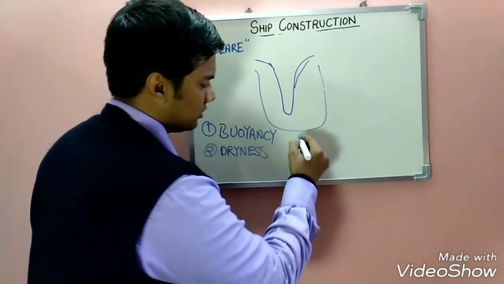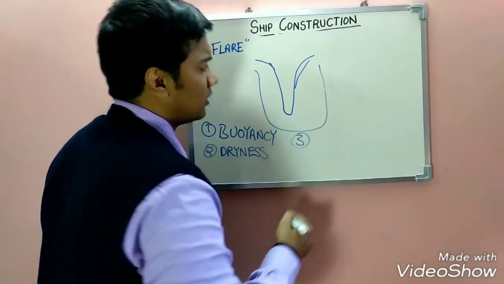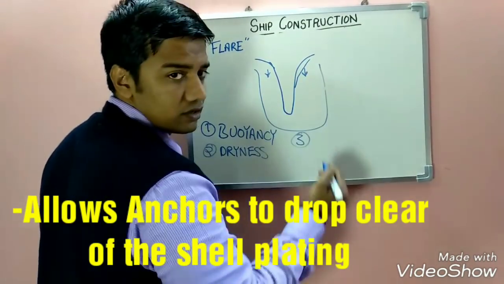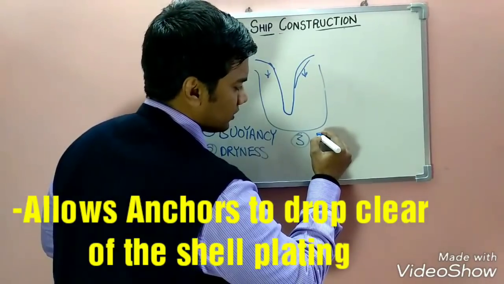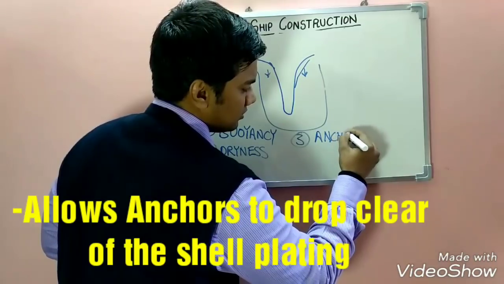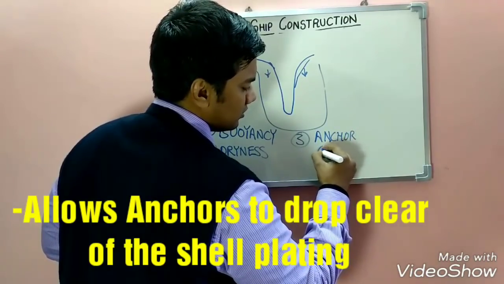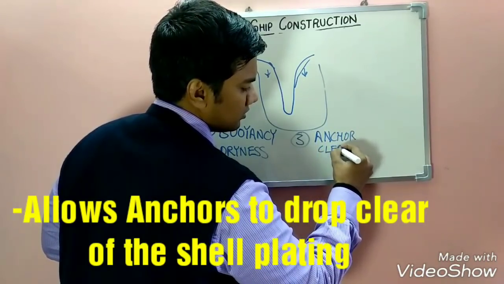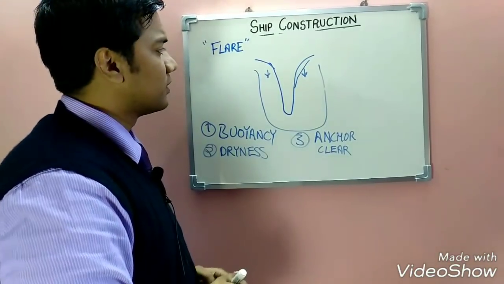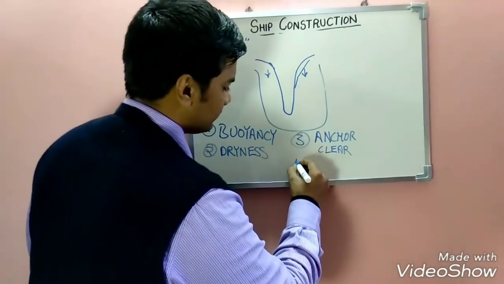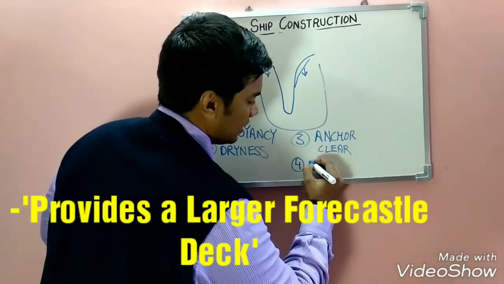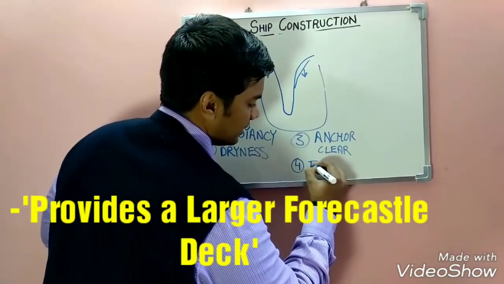in the forward region. Number three, it helps the anchors to drop clear of the side shell. So, anchor, it helps in dropping the anchor clear of the side shell. And number four, it provides for a larger deck area in the forward.